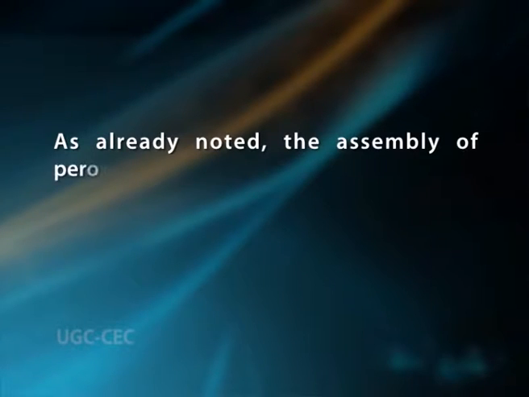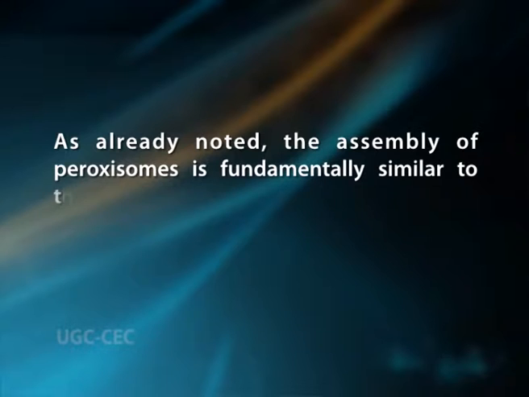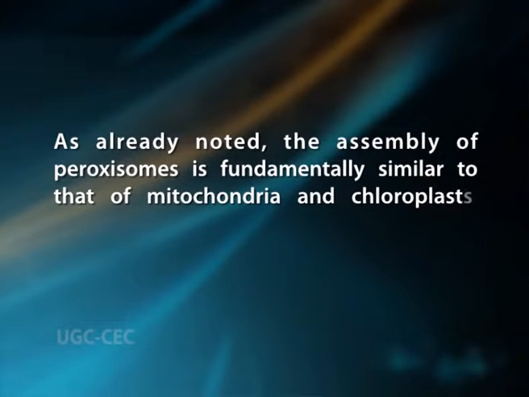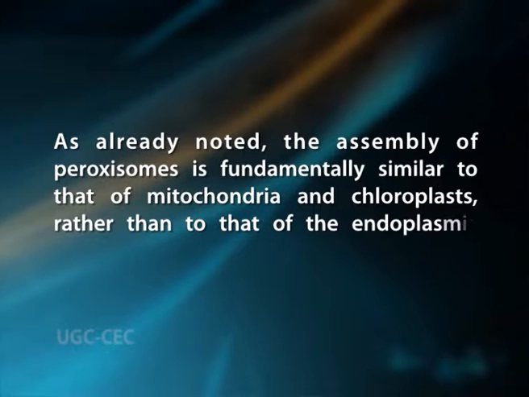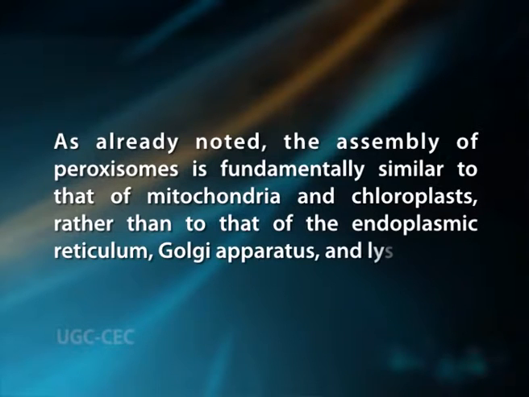Peroxisome assembly. As already noted, the assembly of peroxisomes is fundamentally similar to that of mitochondria and chloroplasts rather than to that of endoplasmic reticulum, Golgi apparatus and lysosomes. Proteins destined for peroxisomes are translated on free cytosolic ribosomes and then transported into peroxisomes as complete polypeptide chains. Phospholipids are also imported to peroxisomes via phospholipid transfer proteins from their major site of synthesis in the endoplasmic reticulum.